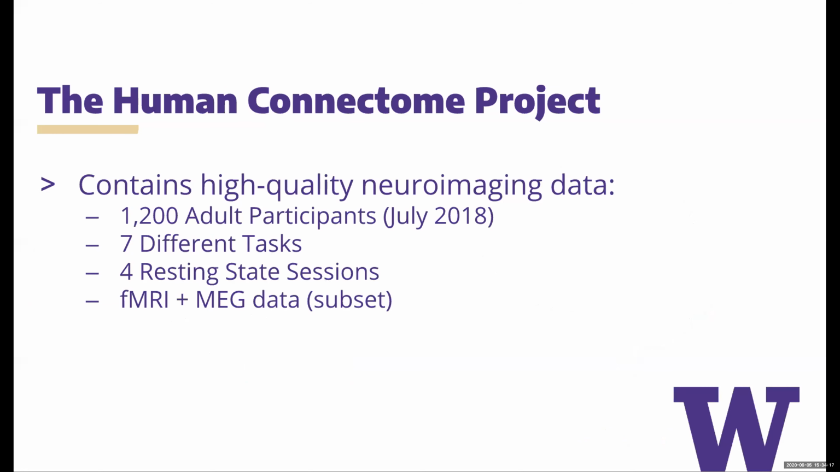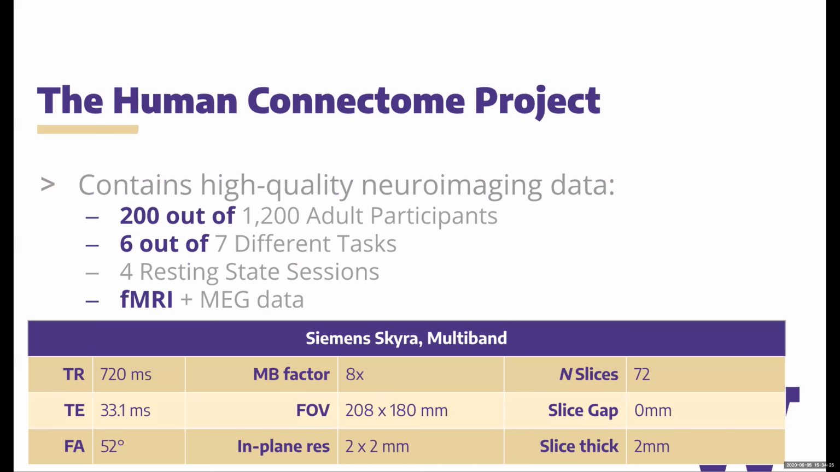And now we want some actual brains to look at. So we grabbed a whole lot of data from the Human Connectome project, but we didn't actually need all of it. That was a little too much to chew for the first test that we did. So we took about 200 of the participants. We looked at just their task data and just their fMRI data. And we used only 6 of the 7 tasks.